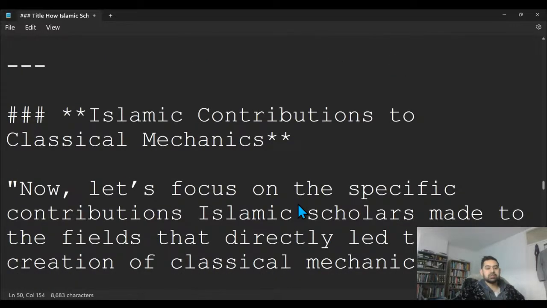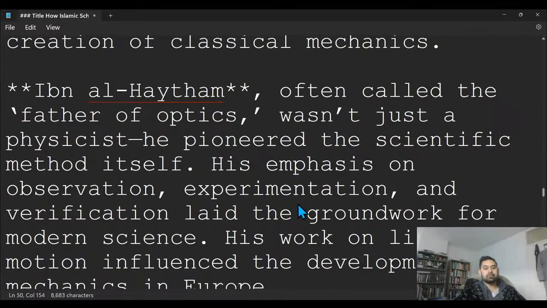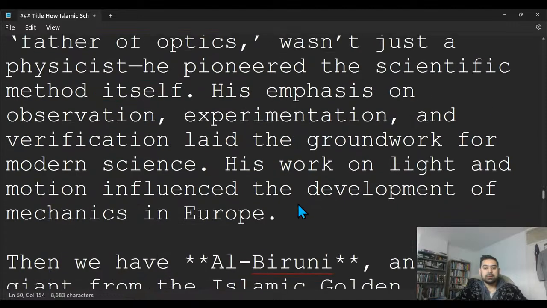Islamic contributions to classical mechanics. Now, let's focus on the specific contributions Islamic scholars made to the fields that directly led to the creation of classical mechanics. Ibn al-Haytham, often called the father of optics, was not just a physicist. He pioneered the scientific method itself. His emphasis on observation, experimentation, and verification laid the groundwork for modern science. His work on light and motion influenced the development of mechanics in Europe.